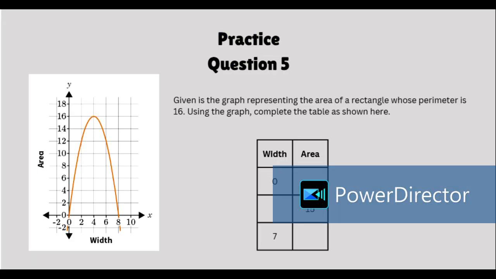Here's practice question number 5. Given is the graph representing the area of a rectangle whose perimeter is 16. Using the graph, complete the table as shown here. Pause it, come back. Our first one is 0 and 0. Our second one is 15 on the y-axis. Coming over, it looks like it's about 3. And the last one is 7 on the x-axis, coming up here to 6.